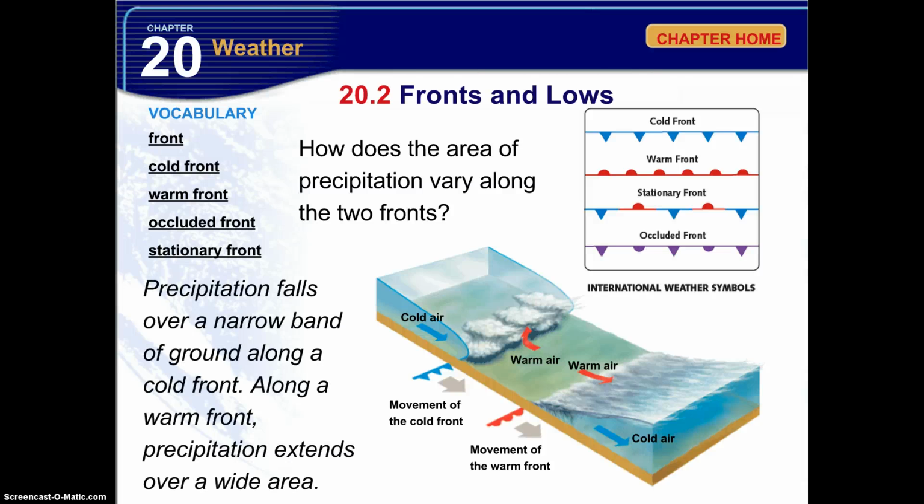Precipitation falls over a narrow band of ground along a cold front. Along a warm front, precipitation extends over a wide area. So you can see right here the thunderstorms, sometimes more intense than what you'll see at a warm front, but these cold front clouds are very thick, very high cumulonimbus clouds. Over here they're stretched out, and so you might have a larger area getting precipitation, but it might not be as intense.